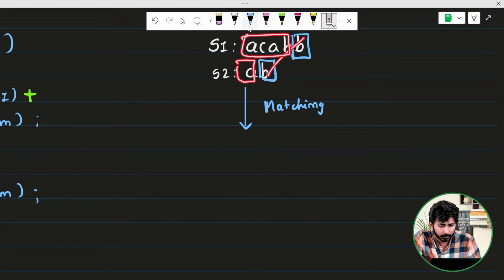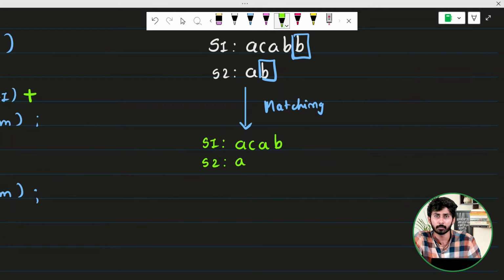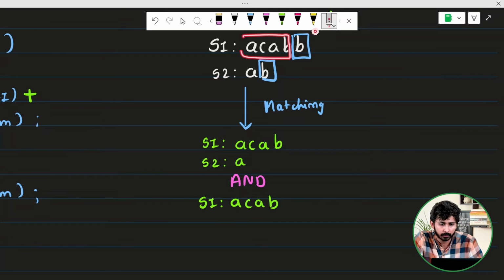So I will have two subproblems like this. S1, I will discard the last character. So this is my subproblem, and I have to solve this subproblem. And what is the other thing that I can do? That is basically the addition of that recursion. And in S1, I will discard only the last character because I want to check, in this substring of S1, how many subsequences match S2.